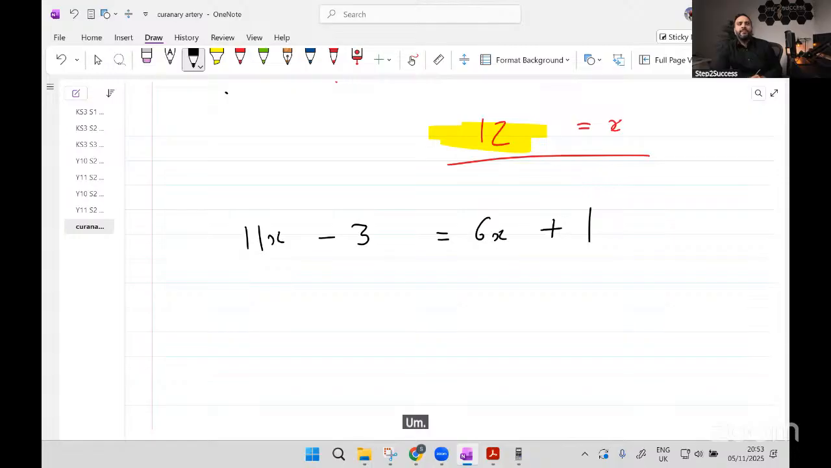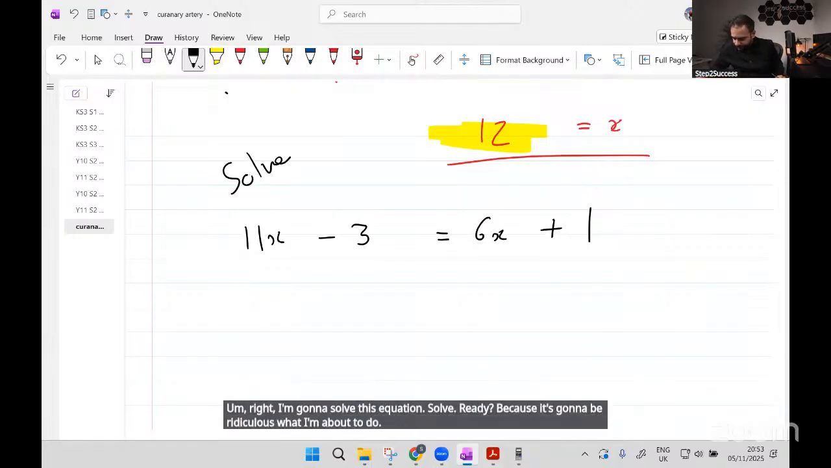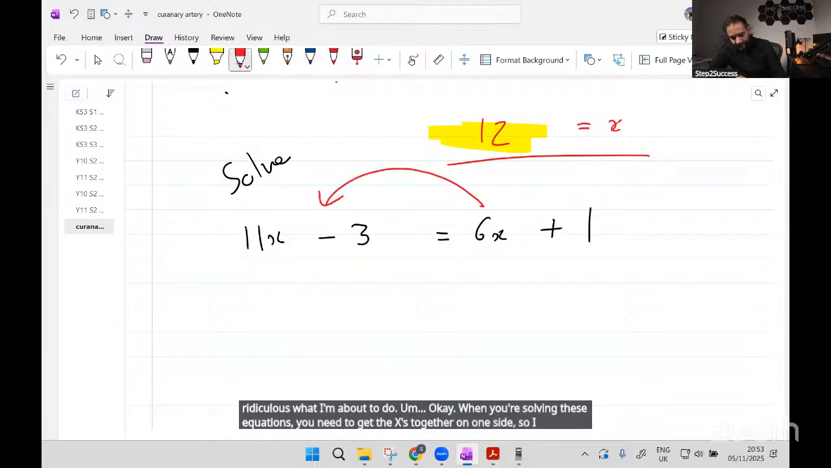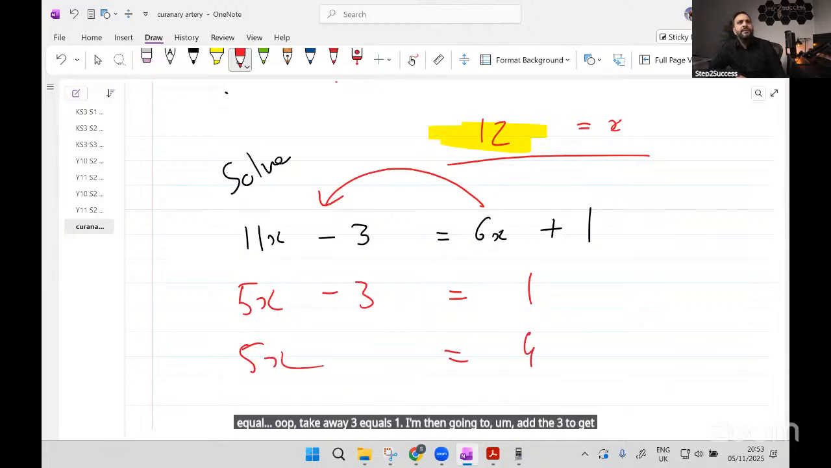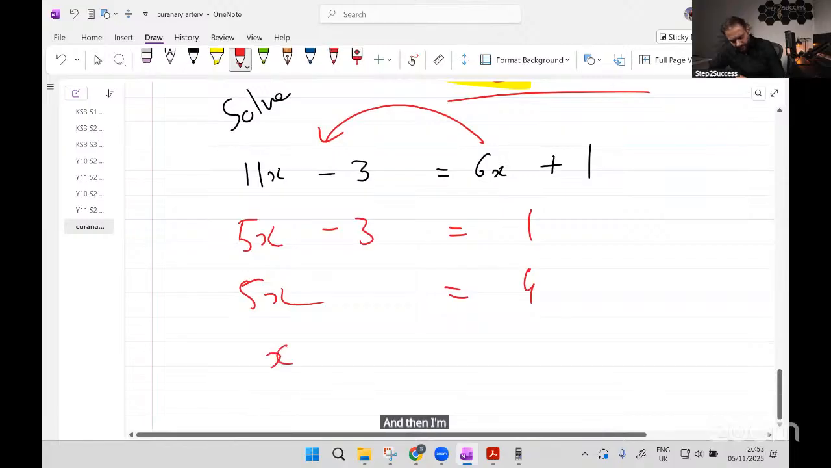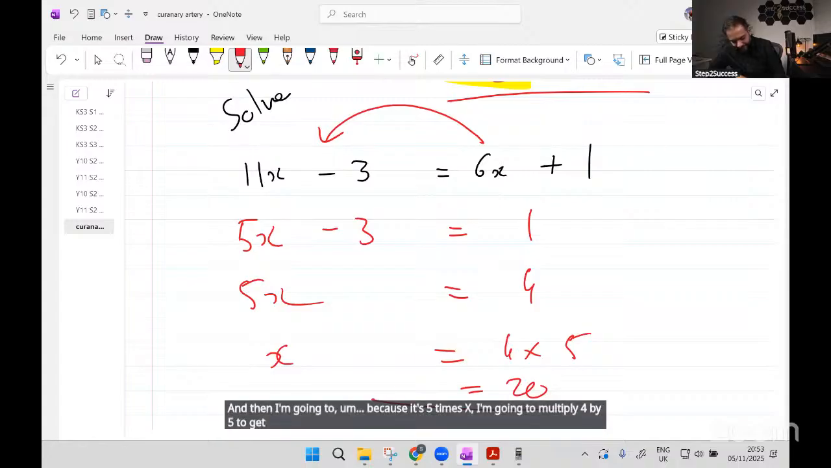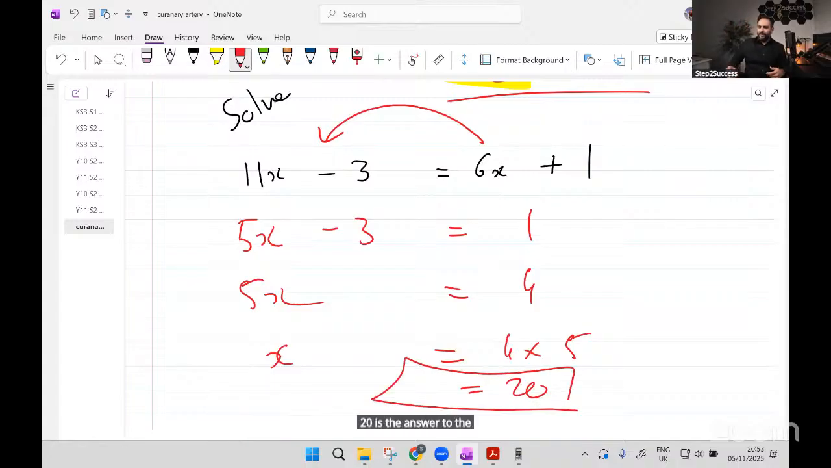Right, I'm going to solve this equation. Ready? This is going to be ridiculous, what I'm about to do. Okay. When you're solving these equations, you need to get the x's together on one side. So I'm going to move this over to get 11x, take away 6x, which is 5x, equal, take away 3 equals 1. I'm then going to add the 3 to get 4 there. And then, because it's 5 times x, I'm going to multiply 4 by 5 to get 20 as my answer. 20 is the answer to the question. What have I done wrong?